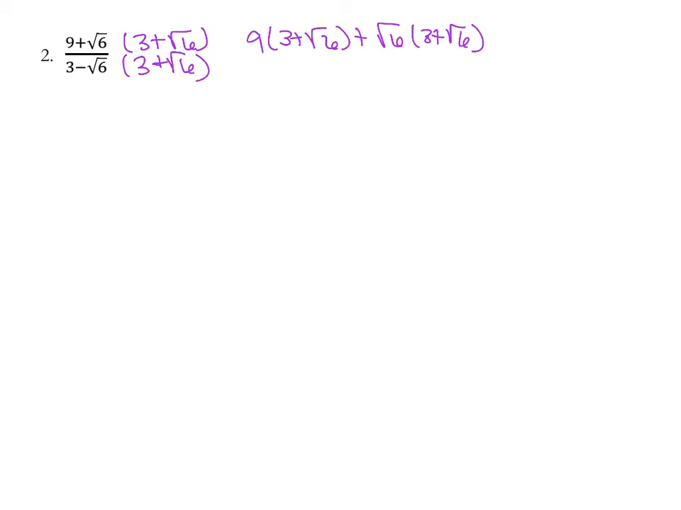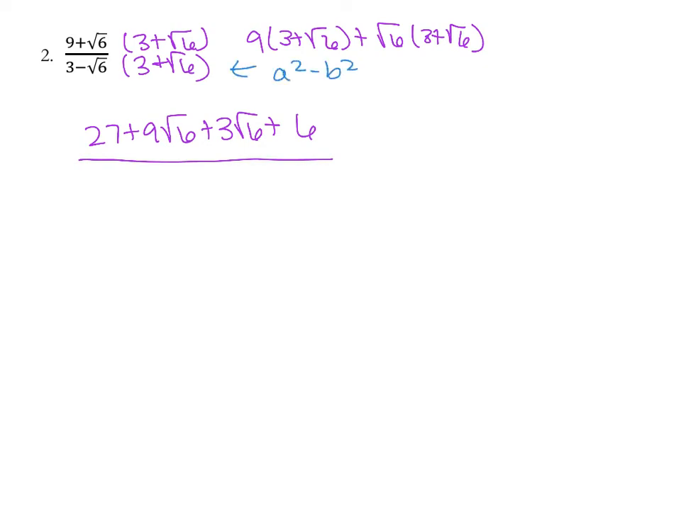So the top is going to be 27 plus 9 radical 6. When we distribute the 9, that's what we get. And then if I distribute the radical 6, that's plus 3 radical 6. And radical 6 times radical 6 at the end is just 6. And then the bottom, we get a squared minus b squared. So that's going to be 3 squared minus radical 6 squared.